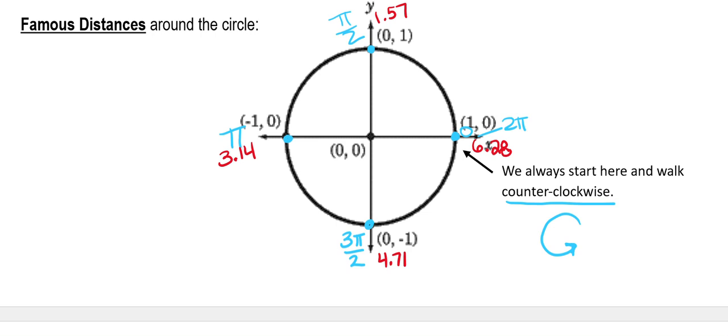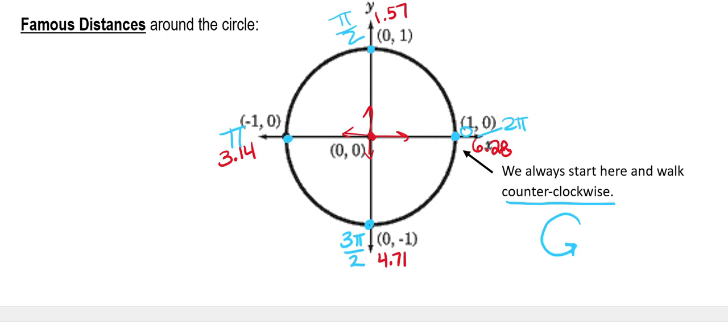Hello everyone. In the last video, we talked about the unit circle, and we found that the unit circle just has a center of 0, 0, and then moving to the right one, up one, left one, and down one to create the unit circle. Then we labeled the four famous points that creates. So we found that that's 1, 0, 0, 1, negative 1, 0, and 0, negative 1.